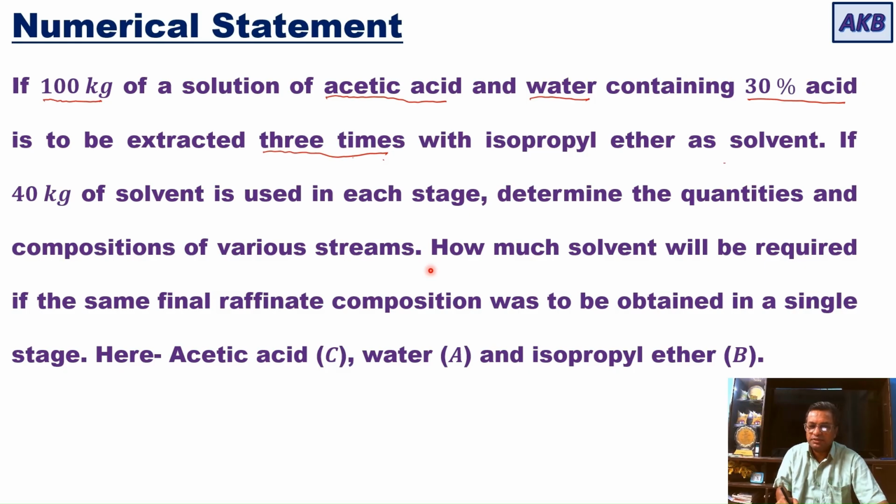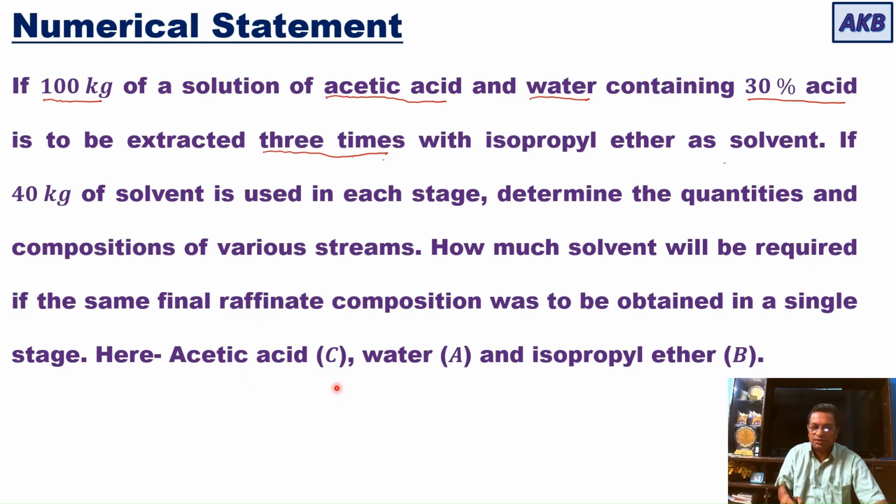Then the second part in this numerical is, they say if the operation is carried out in single stage with the same final raffinate composition, that is the raffinate composition that is obtained after 3rd stage in the 3-stage cross current operation, if the same raffinate composition is to be obtained in a single stage operation, then what is the amount of solvent that is required for such an operation? That is the second part of the question in this numerical.